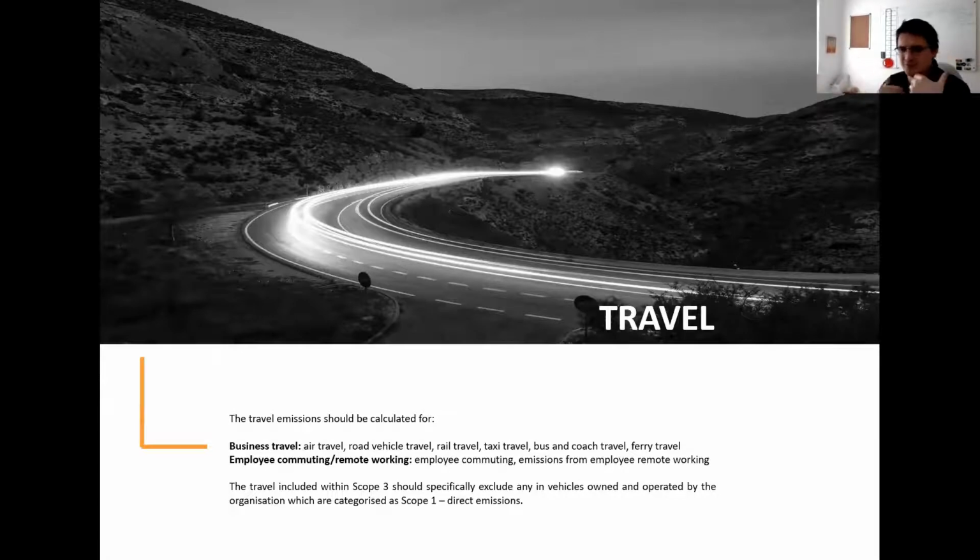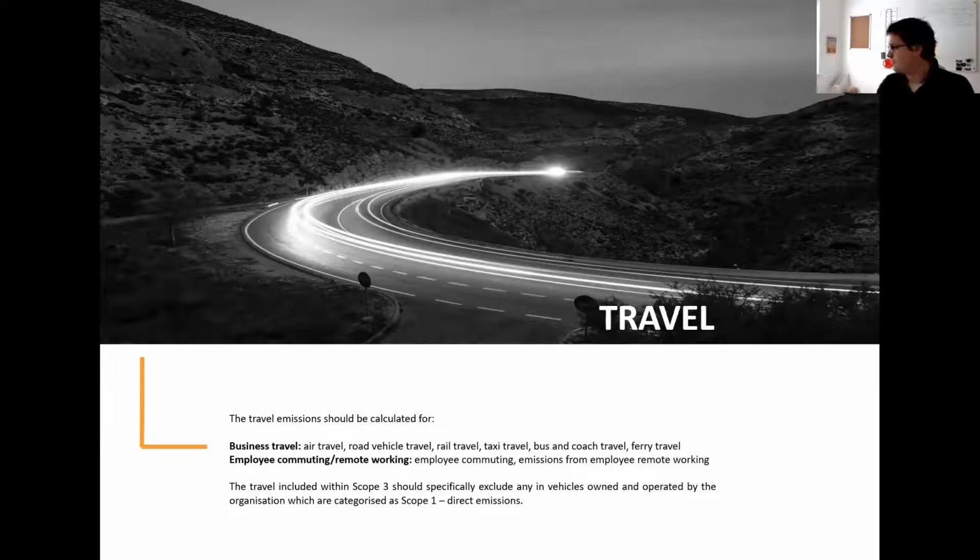two key aspects: the business travel on behalf of the organization itself, and then employee commuting and remote working. The greenhouse gas protocol guidance says that if an employee works remotely, you should consider those emissions as a substitution, because it takes account of the impact of the decision.